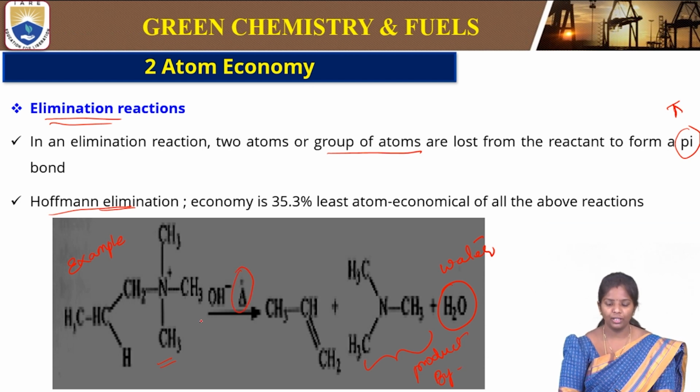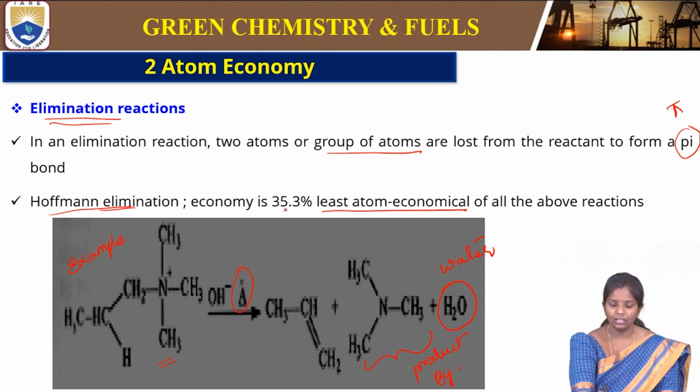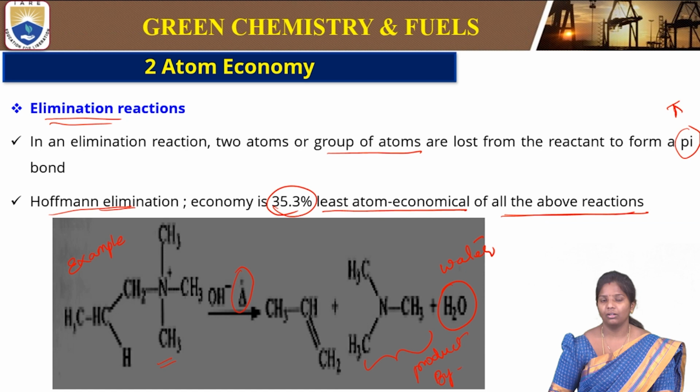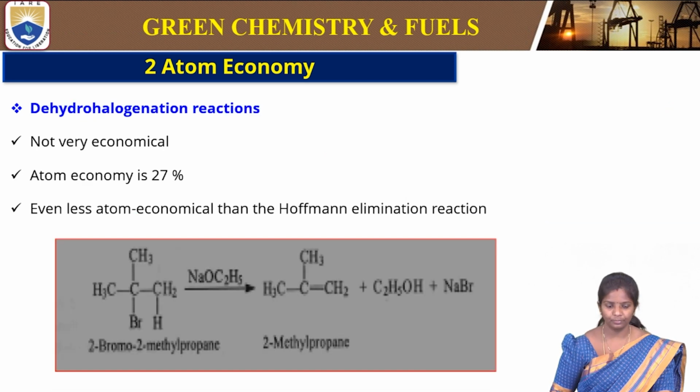So what is happening? It is the least economical, only giving 35%, the least atom economical of all the reactions that we have seen previously. Out of all these, elimination reactions will produce the least atom economy. So these cannot be used for green synthesis.